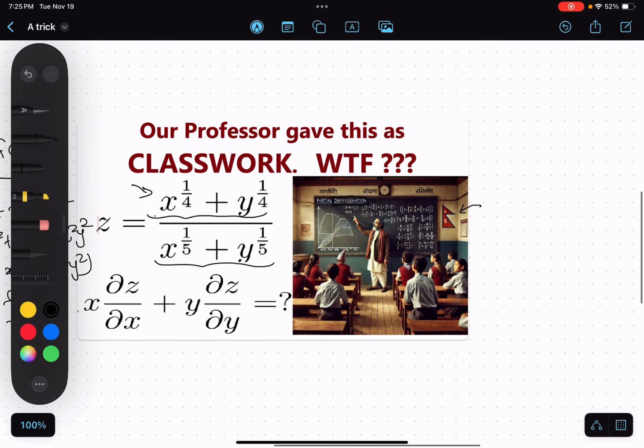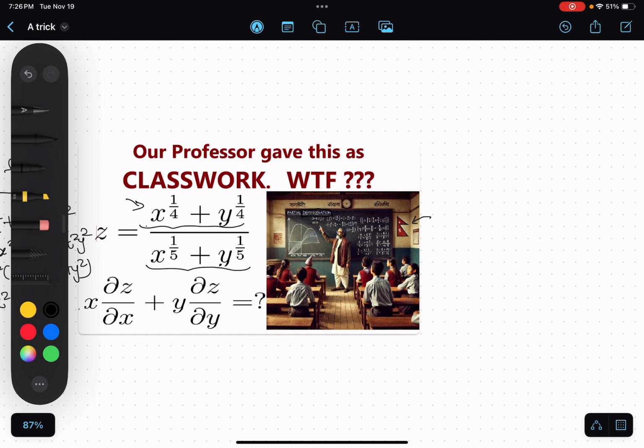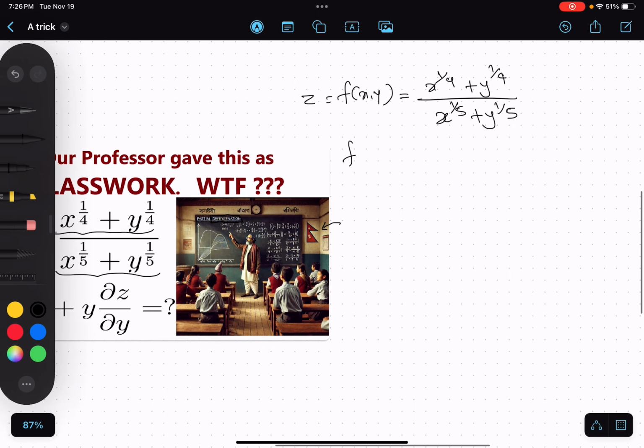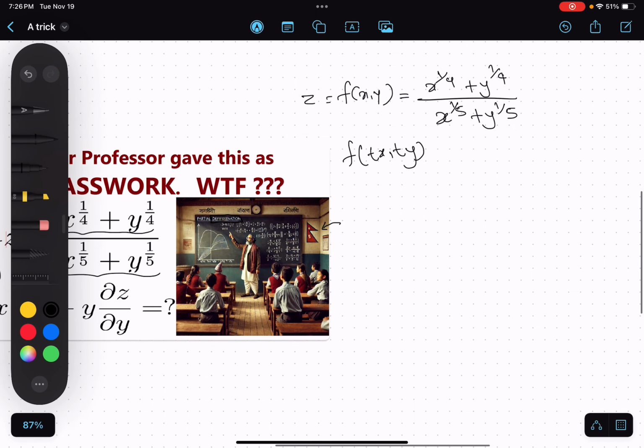So first of all, if you want to check whether it's homogeneous or not, let us say that this g is just a function of x and y, which is x to the power 1 by 4 plus y to the power 1 by 4 divided by x to the power 1 by 5 plus y to the power 1 by 5. Now if you substitute tx and ty, this will just be tx to the power 1 by 4 plus ty to the power 1 by 4 divided by tx to the power 1 by 5 plus ty to the power 1 by 5.